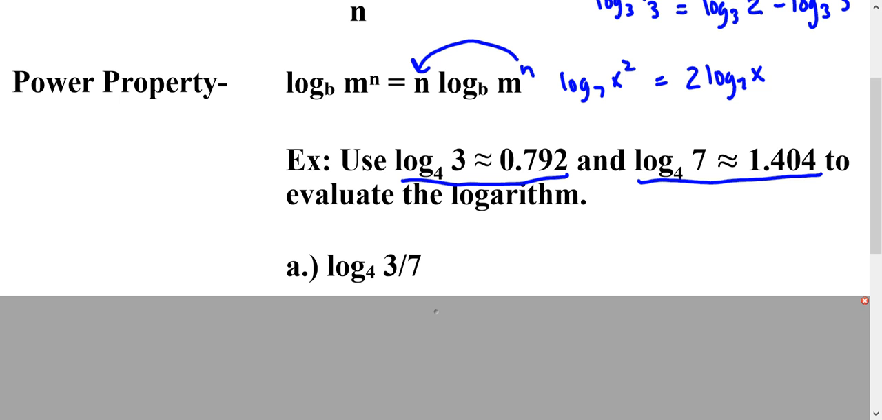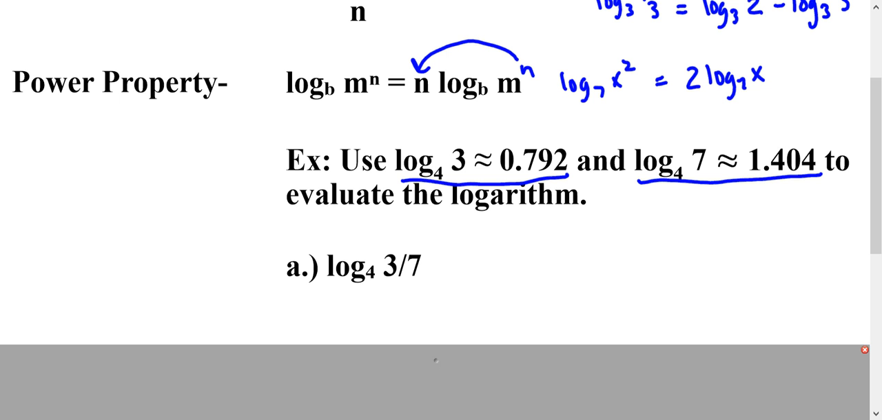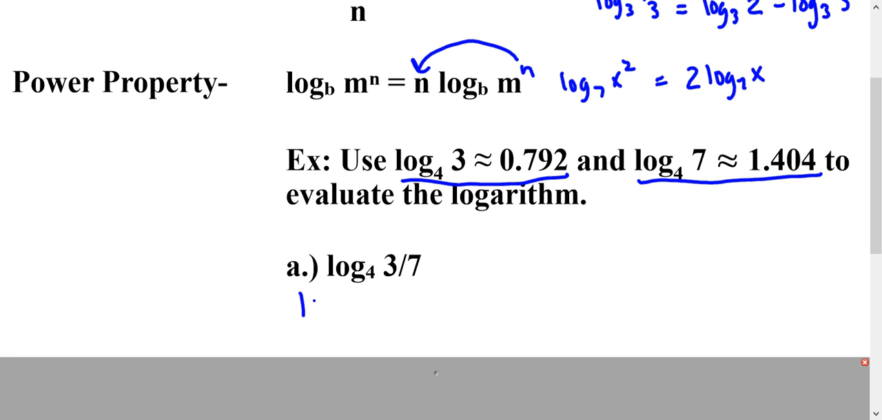So we're either going to use the product property, the quotient property, or the power property. This one you can see is dividing. If you remember our three rules, this one would be divide and subtract. So this one is going to equal log base 4 of 3 minus log base 4 of 7. So we're just separating them. The two numbers that were divided, we're now giving separate logarithms, and we're subtracting.